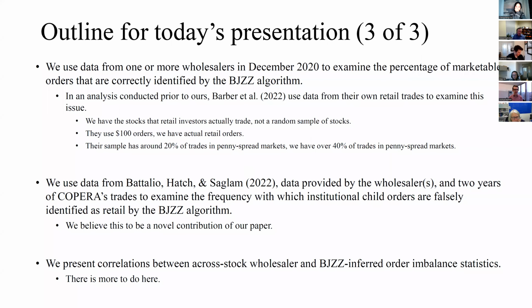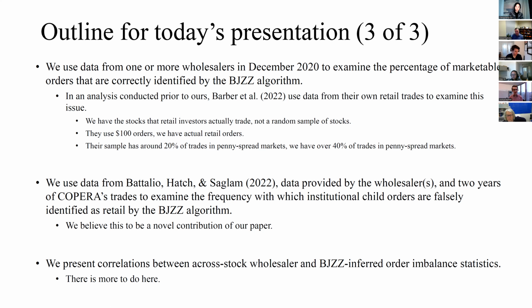The difference between us and them, at least on that part of the analysis, is we have all the orders routed to one or more wholesalers in a month, not just some actual orders. And their sample has about 20% of trades in penny spread markets, and for the distribution of orders that we obtain in December, it's 40% in penny spread markets. So there are a few differences, but we can certainly expand what they did with their sample. I think what's more novel is we're going to use 3 data sets of institutional trades in the dark to examine the possibility that the Ball and Jones algorithm is going to incorrectly identify institutional trades in the dark as retail.